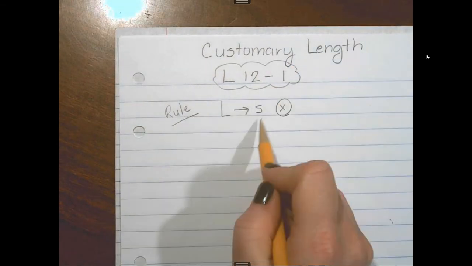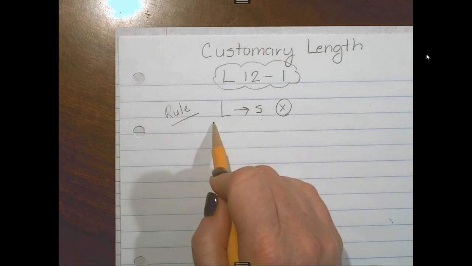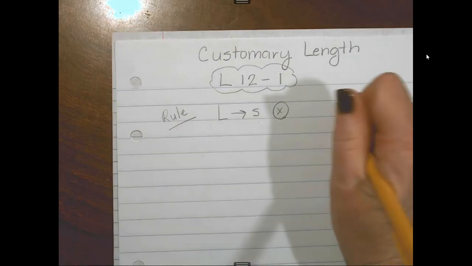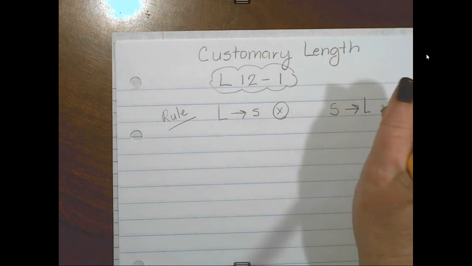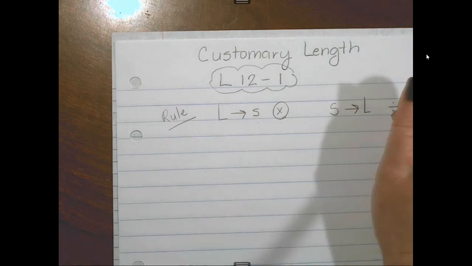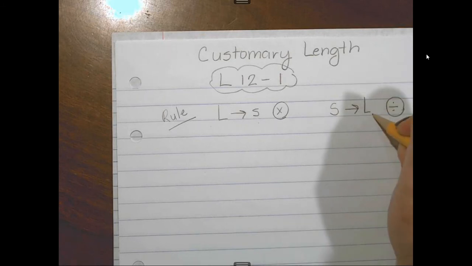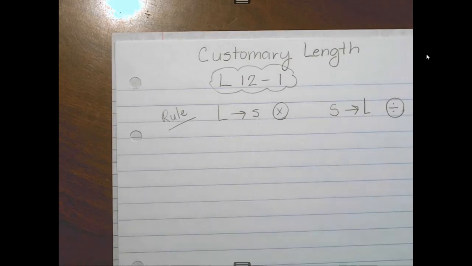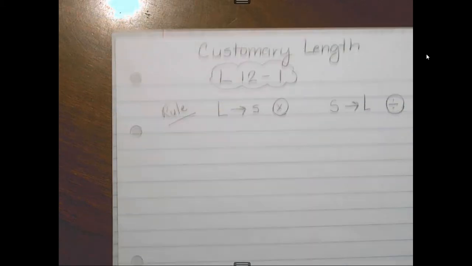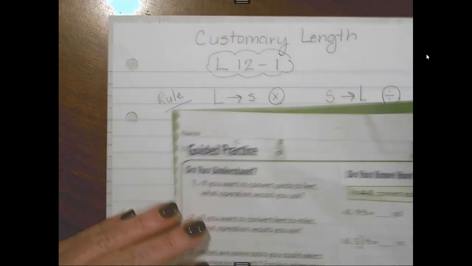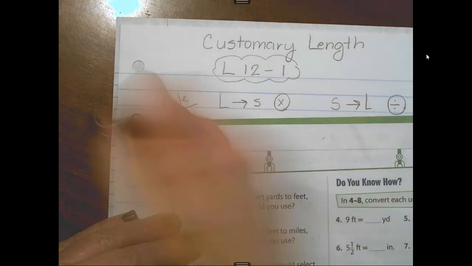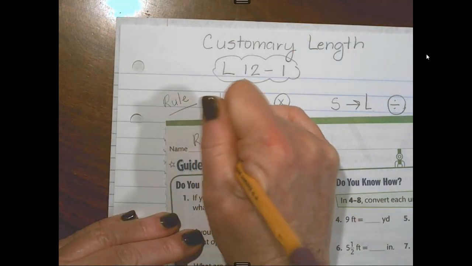And that's because it takes many, many more smaller units to equal one larger unit. And if we're moving from smaller units to larger units, we're going to be dividing, because it takes a lot less of the larger units to name the same amount of length or weight or capacity as those smaller units, okay? So if you're working in your book, you can just put that at the top of the page, and I would put it at the top of page 491.